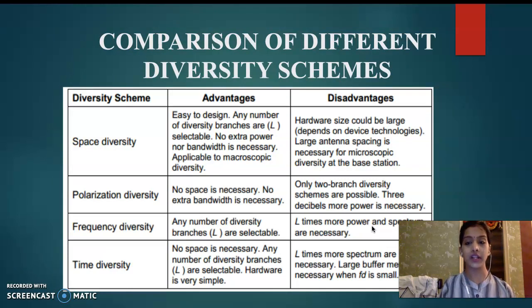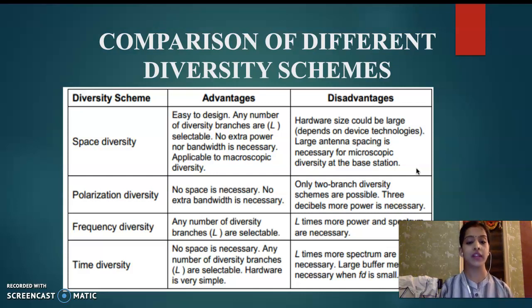There are some advantages and disadvantages of each diversity scheme. First one is space diversity. It is easy to design, but hardware size could be large. In polarization diversity, no space is necessary, but only two branch diversity schemes are possible. This is the disadvantage. In frequency diversity, any number of diversity branches are selectable, but L times more power and spectrum are necessary. This is the disadvantage.